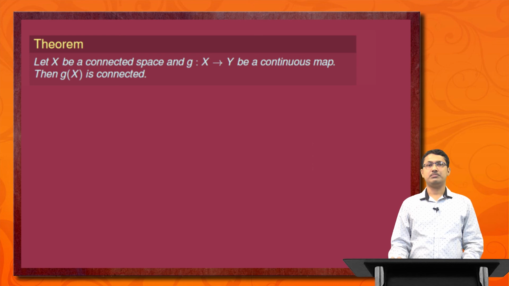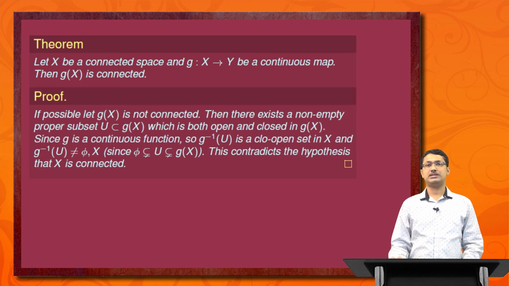Now we introduce another important theorem. Let X be a connected space and g from X to Y be a continuous mapping, then g of X is connected. Proof: if possible, let g of X be not connected. Then there exists a non-empty proper subset U of g of X which is both open and closed in g of X. Since g is a continuous function, g inverse U is a clopen set. Why is it clopen? Because U is open, so g inverse U is open, and U is also closed, so g inverse U is also closed. So that is why g inverse U is a clopen set in X, and g inverse U is not equal to phi and X, since phi is a proper subset of U and U is a proper subset of g of X. This contradicts the hypothesis that X is connected. So g of X is always a connected set, provided small g is a continuous mapping.